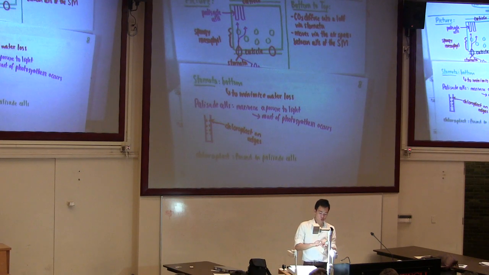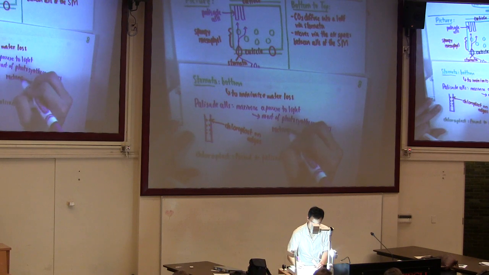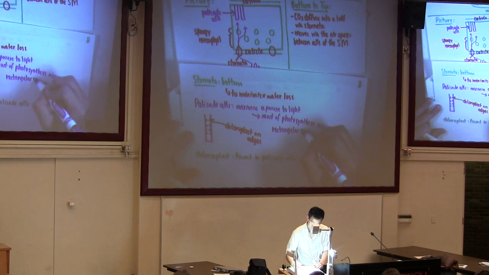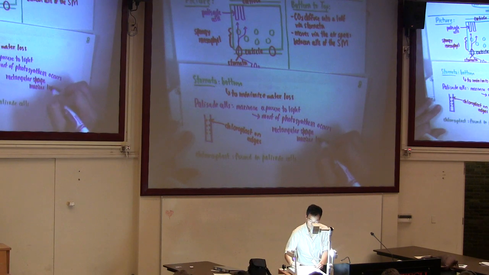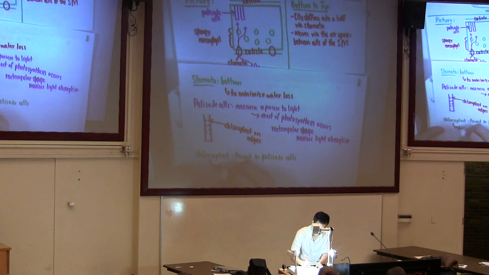Right? And one more thing about the palisade cells, why are they rectangular shaped? The rectangular shape maximizes light absorption. Right? The rectangular shape maximizes light absorption, and you want to put the chloroplast on the edge of the palisade cell.